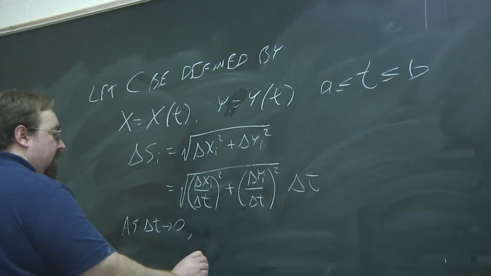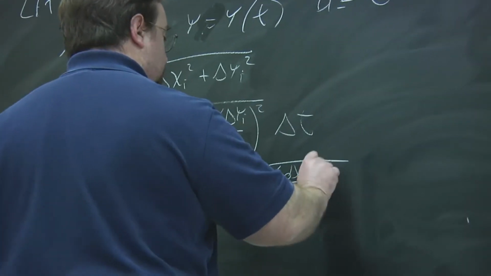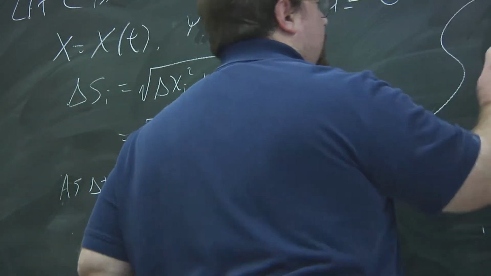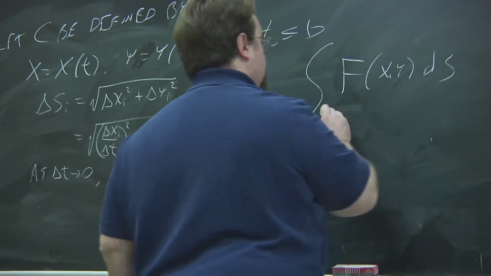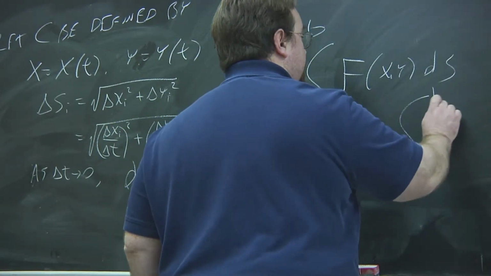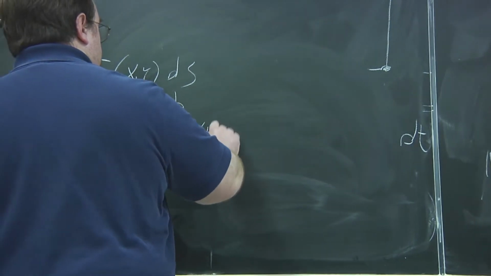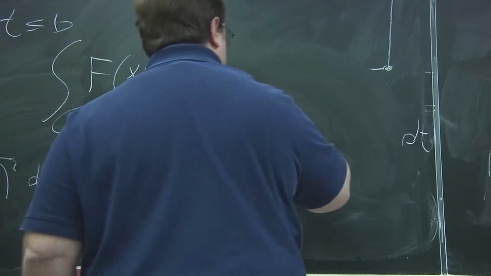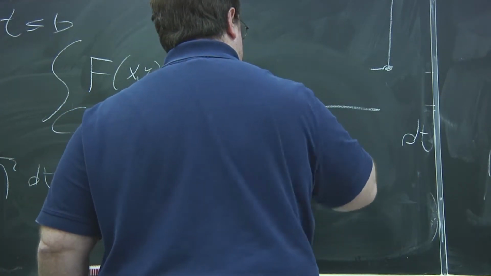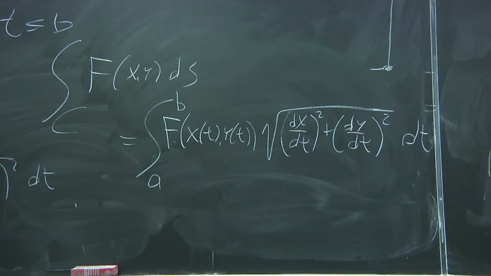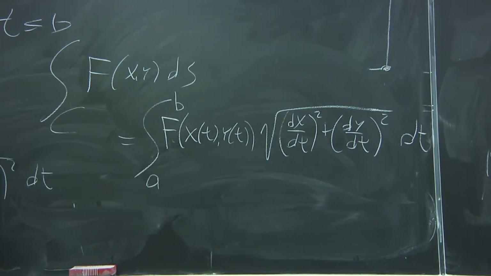So as delta t goes to 0, we get ds. The ds that we have in our line integral becomes the square root of dx dt squared plus dy dt squared, times dt. So our line integral is now in a form where we can evaluate. It's the integral from a to b with respect to t, the parameter. And for our function f, we'll replace x and y by x of t and y of t. So everything is in terms of t now. This is something we can evaluate. It may not be easy because of the square root, but that's how we would set it up.